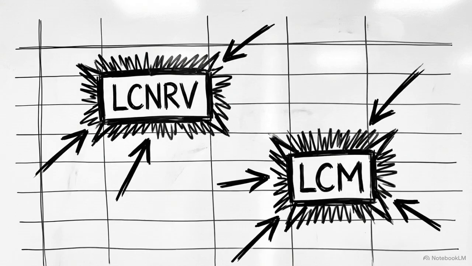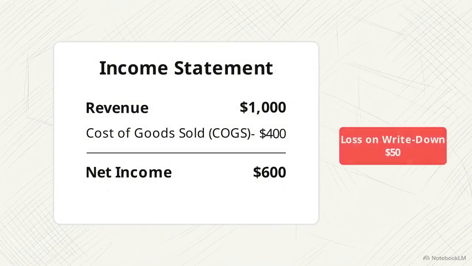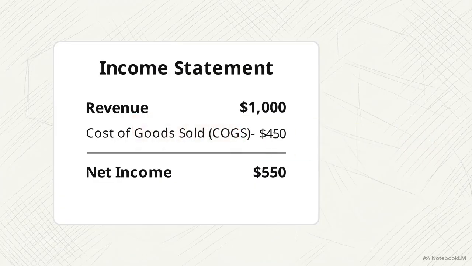Once either the LCNRV or LCM algorithm triggers a write-down, the math is over and the accounting begins. That loss must be immediately recorded. On the income statement, the loss from a routine inventory write-down is generally absorbed directly into the cost of goods sold line item. There is an exception for scale.